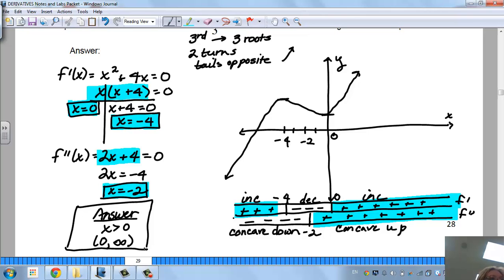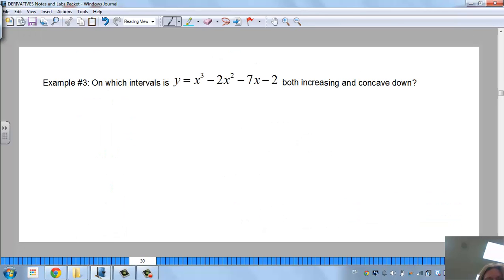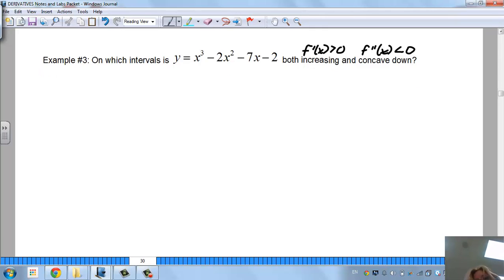All right? Let's try another example. On which intervals is this both increasing and concave down? So let's set this up. F prime of x has got to be greater than 0, and f double prime of x has to be less than 0 because I want it to be concave down. Now if you want to stop this and see how good you do, that's fine, and then come back. I'm going to continue on to show you how this works.